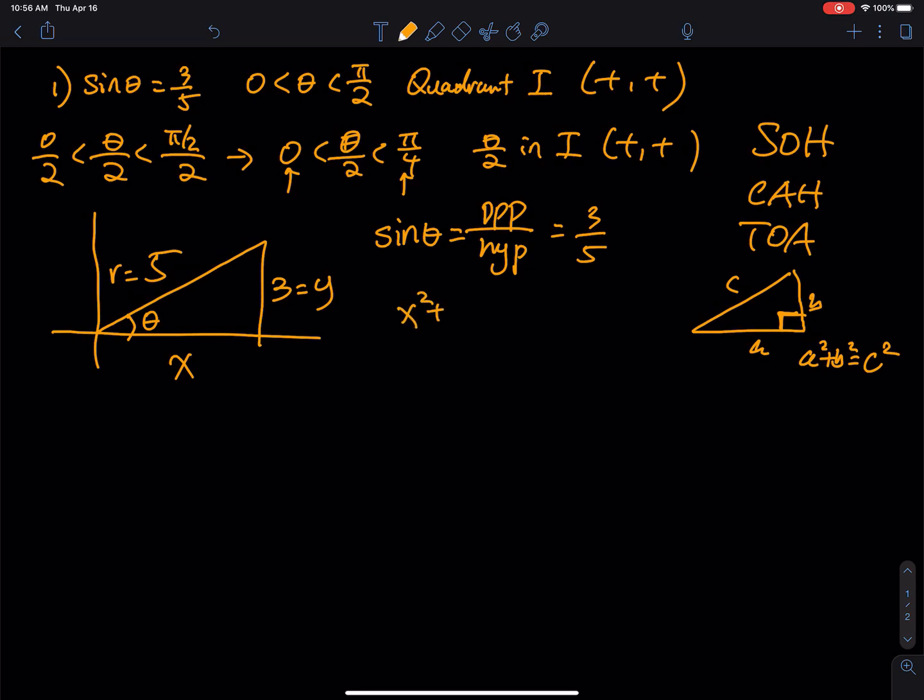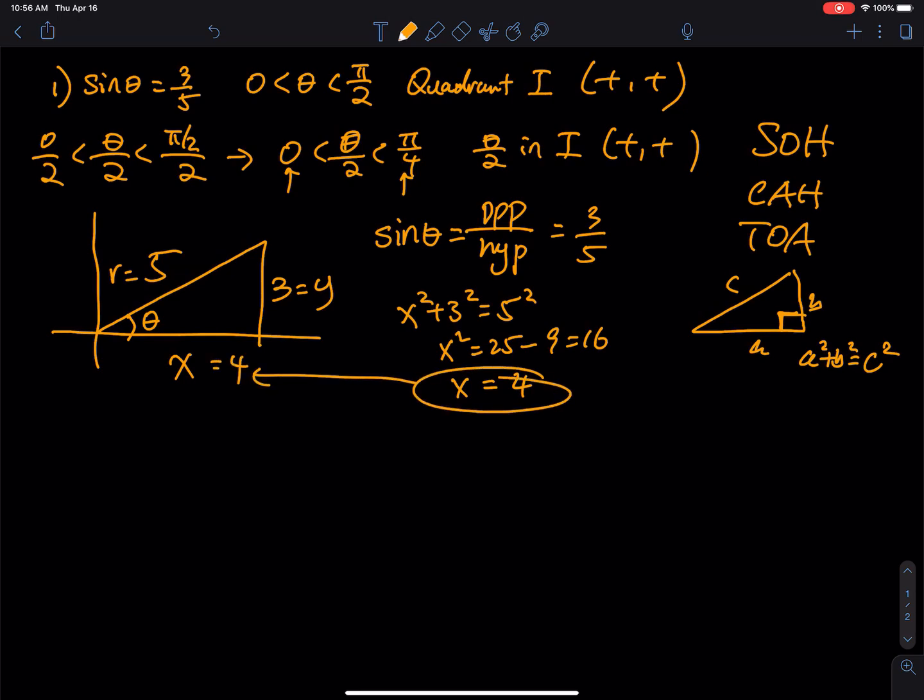So let's do this. X squared plus 3 squared equals 5 squared. I see a perfect square in there, so that is 25 minus 9 equals 16. So take the square root on both sides. X is equal to 4.